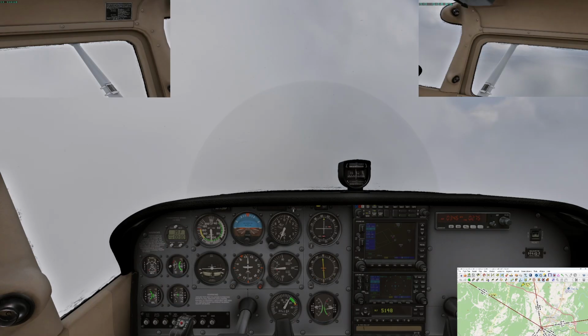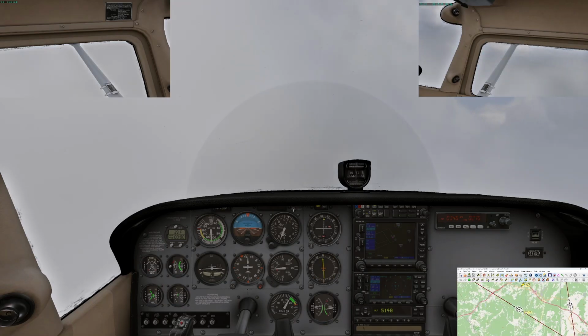72 X-ray, Papa, maintain 5,500. Continue to track direct to the station. 72 Papa X-ray.